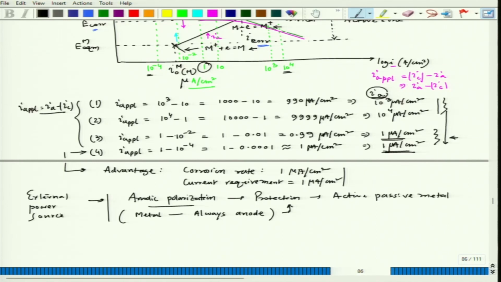Fine. And initial polarization actually needs a lot of current, but after it achieves the stable passive zone, the current requirement would go down drastically. So, the difference between anodic protection and, let us say, cathodic protection: this is valid in case of an active metal. It does not matter whether it is active passive or active metal.